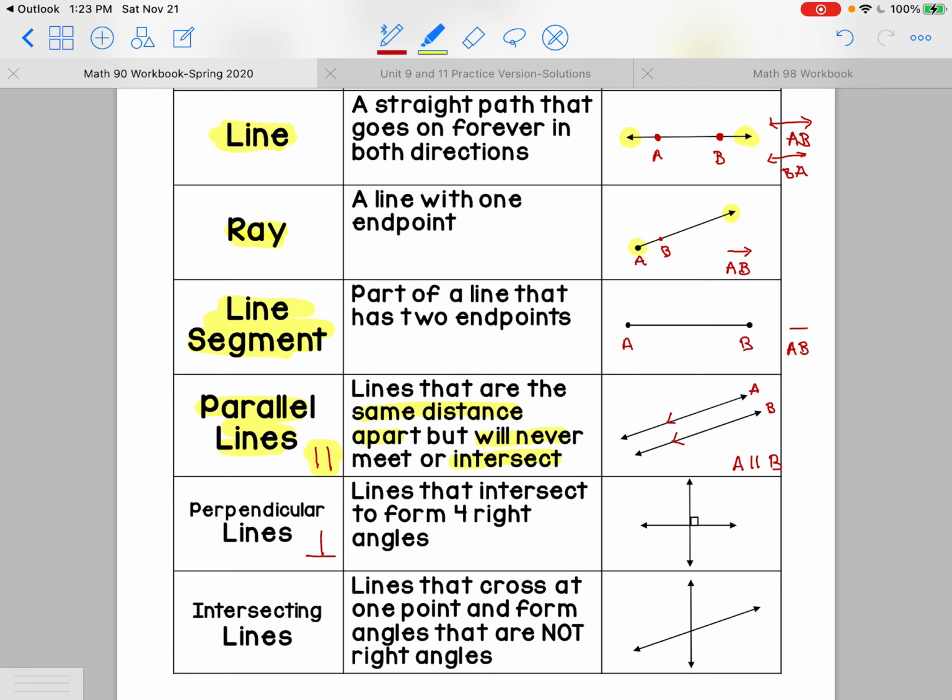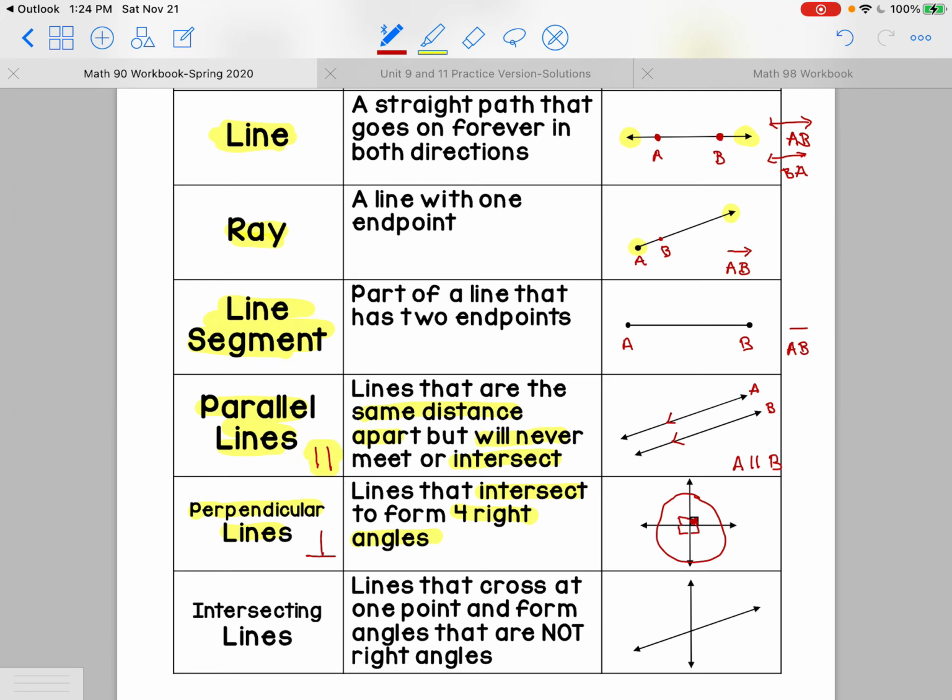Okay, perpendicular lines. Perpendicular lines intersect at a right angle, or 4 right angles. You can see here with this little box. This little box just means that this is 90 degrees or a right angle. We know that because if we think about a circle, which has 360 degrees, and we cut this circle into 4 pieces, we would have 4 right angles in there. Each one of those quarters is 90 degrees.